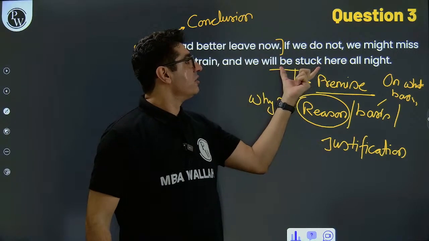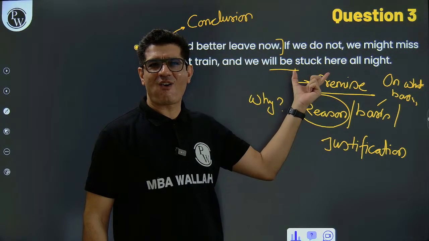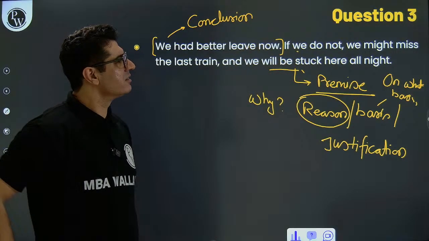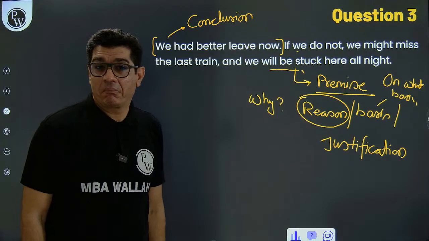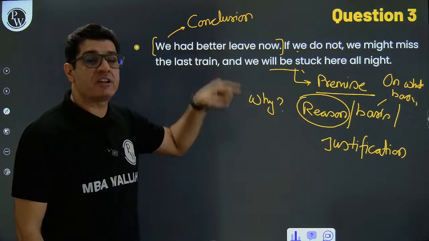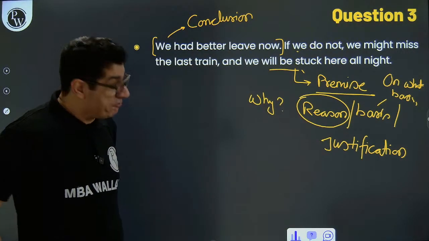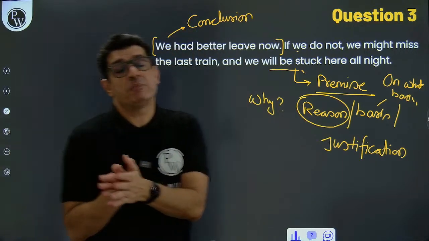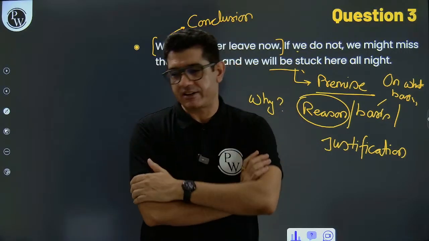Now let me ask you, when you say we will be stuck here all night, why? On what basis are we saying this? Are these other two acting as reasons? Are they providing support to it? Why will we be stuck here all night? The other two don't. But if I ask you, why must we leave now? The reason is that if we don't leave right now, we will miss the last train and then we'll be stuck here all night. That is why we must leave right now, or we'd better leave right now.